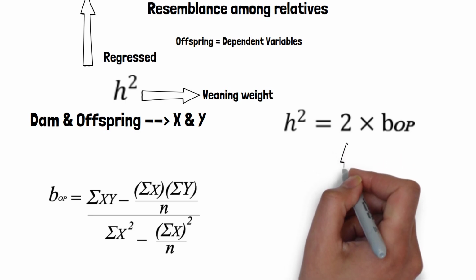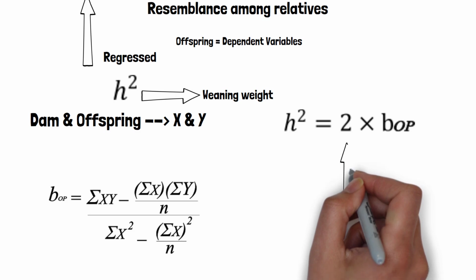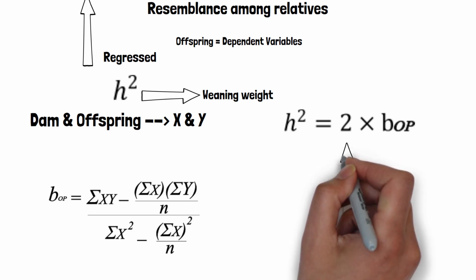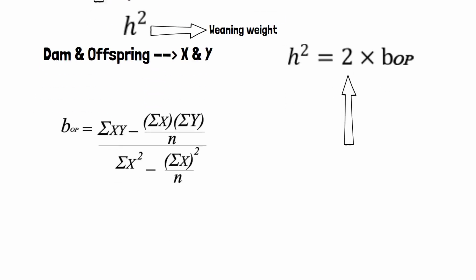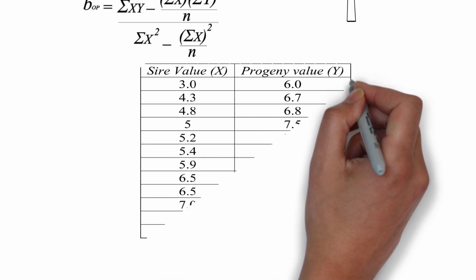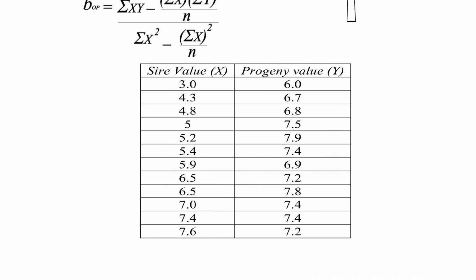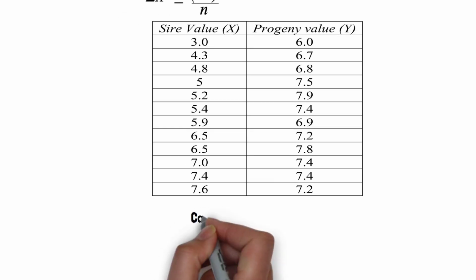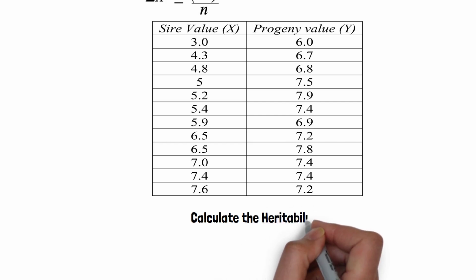I don't want the explanation to get complicated. However, the 2 in the equation for heritability is as a result of the random half gene contribution from parents. For example, the table of sire progeny values for weaning weight that has been collected, it says that heritability should be calculated.